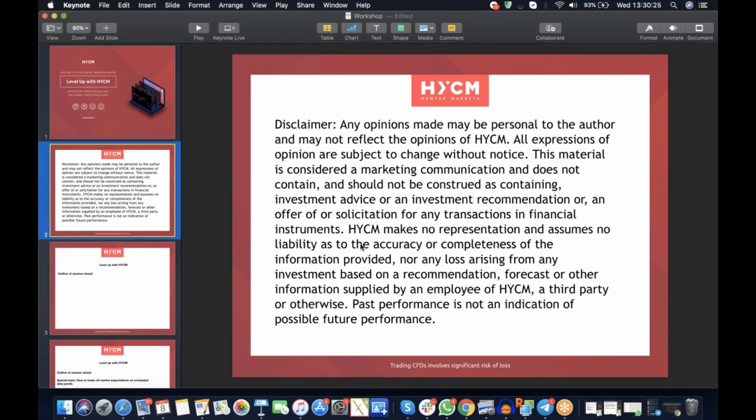So just to make it clear, as we're talking about different entries, exit levels, different currency pairs, commodities, this is not an advocation for buying or selling. It's an educational webinar where you see how myself, as someone with a professional trading background, goes about understanding the market. So that's the whole idea of this educational webinar.